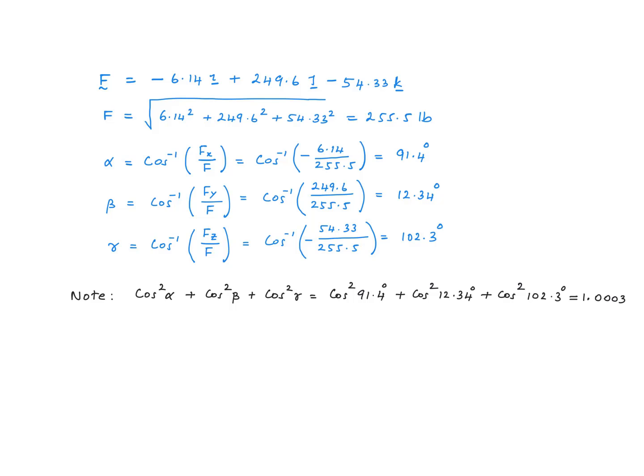axes respectively. As an additional check, you could calculate this quantity, cosine squared alpha plus cosine squared beta plus cosine squared gamma, and that should work out to be 1. Because remember, this is the magnitude of the unit vector, right? So unit vector has a magnitude of 1.